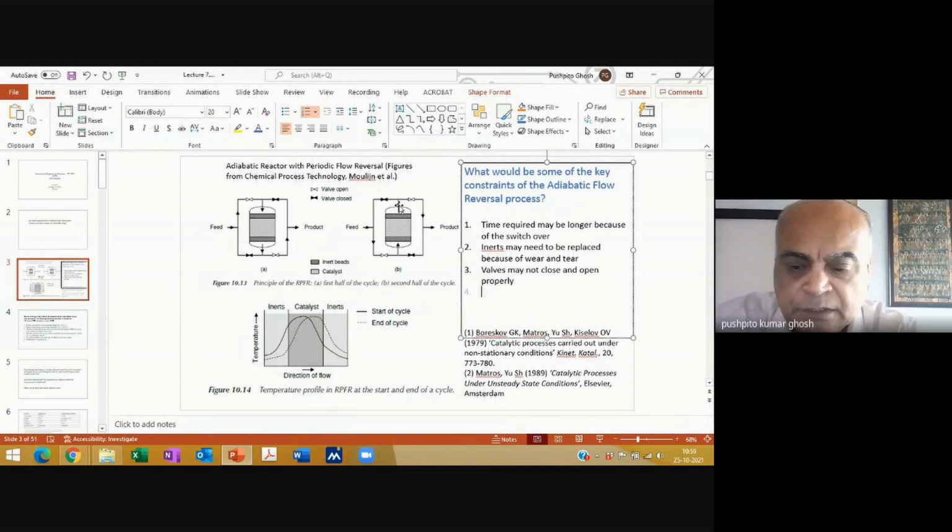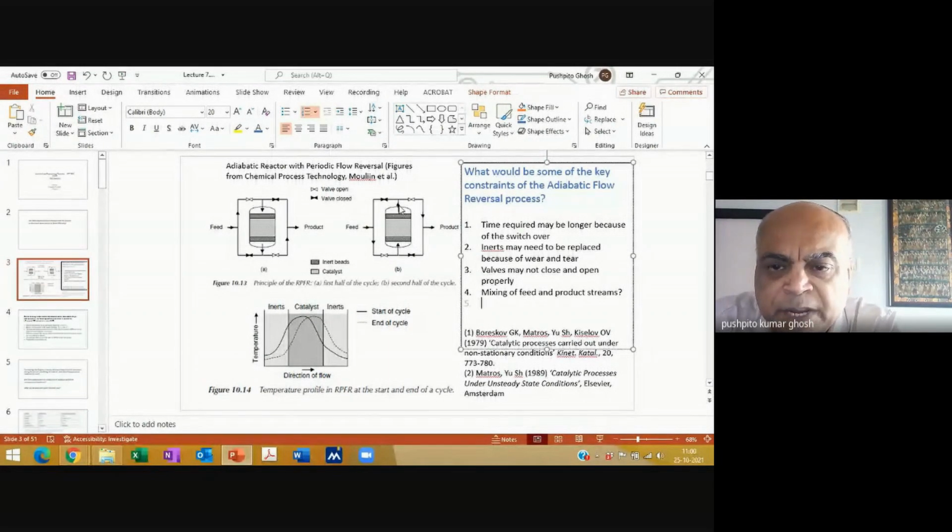Yes, sir. That's what I'm trying to say, that look at the easiest, quite obvious things, which is one side is feed and one side is product. Mixing of feed and product streams. Okay? Anything else which may be a disadvantage?